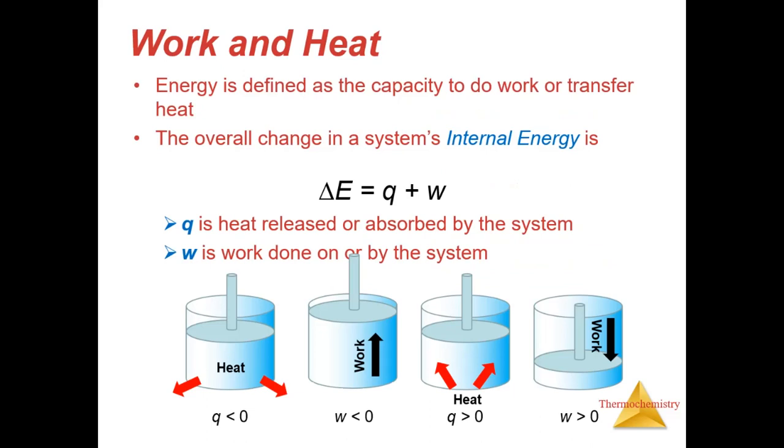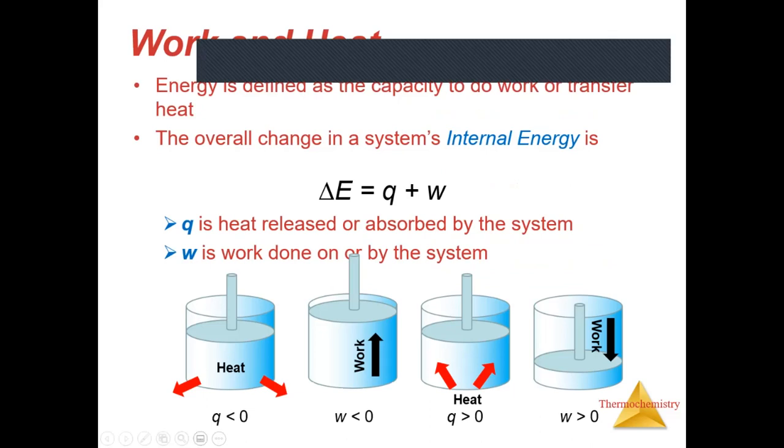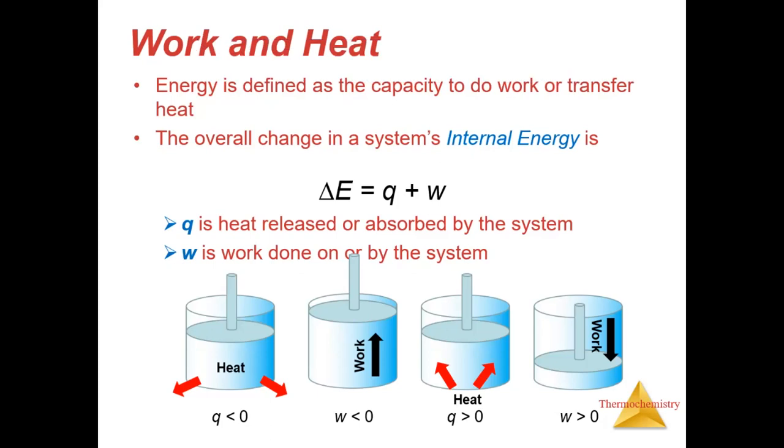So if heat goes out of the system, Q is going to be negative. If my system does work, the sign of that is going to be negative. On the other hand, if I add heat to my system, my Q is going to be positive. Or if I do work to my system, my W is going to be positive. Doing work on the system, adding heat to the system, positive. The system doing work or taking heat away from something, both of those are negative.